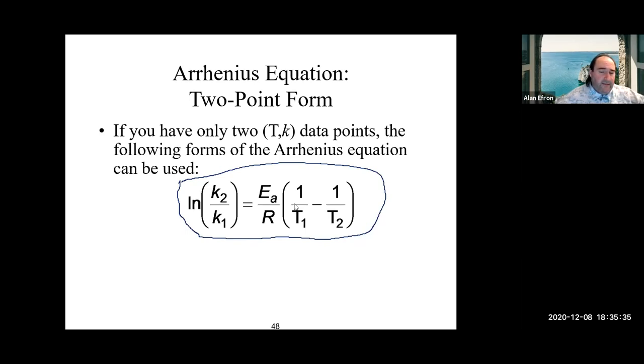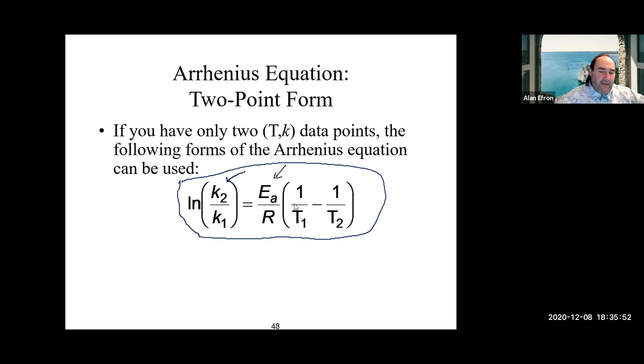Basically, natural log of K2 divided by K1. So these are 2 different rate constants at different temperatures. The important part here is mathematically, people sometimes screw this up. You want to divide first and then take the natural log of it. Don't take the natural log of both of them and all that. So you want to divide, then take the natural log.